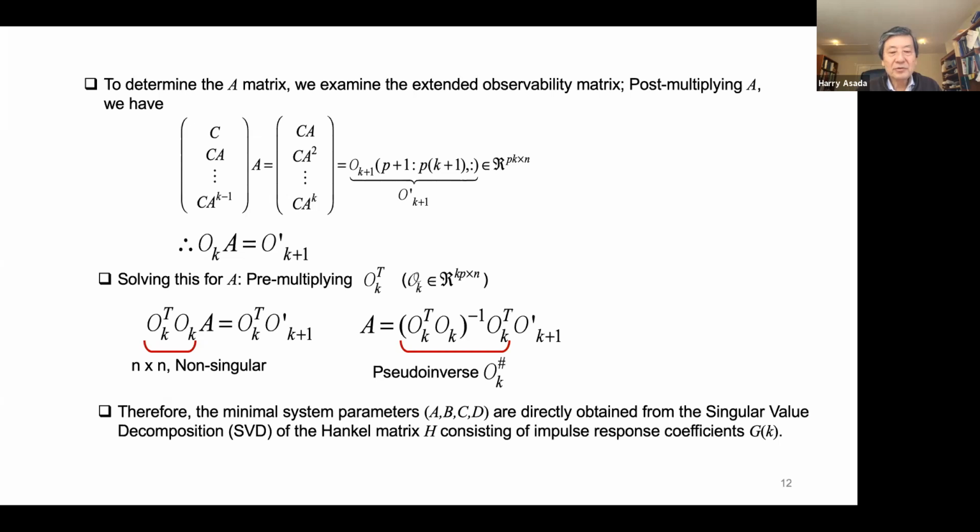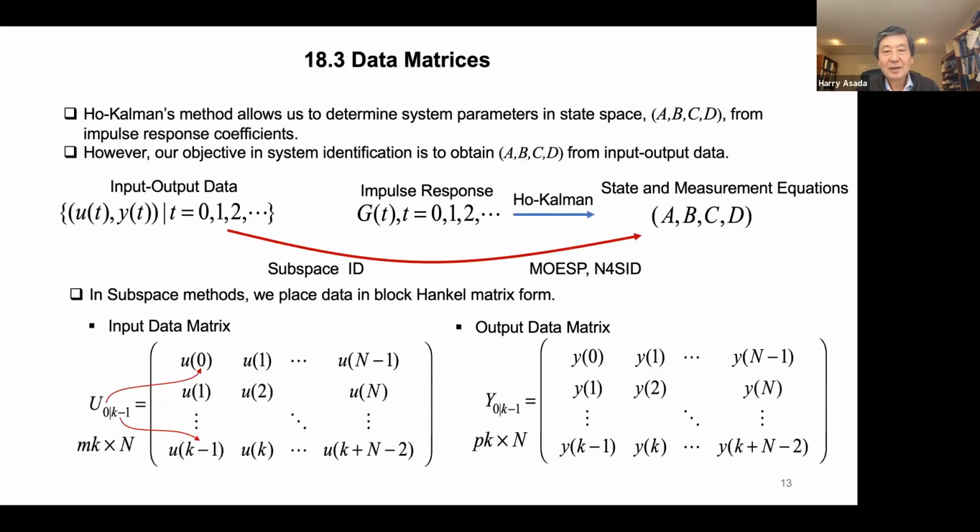So therefore, the minimum system parameters A, B, C, D are directly obtained from the singular value decomposition of the Hankel matrix H, consisting of impulse response coefficients G_k. So this is the story, and we're going to use similar techniques. Now here's the thing, we need to figure out a little bit.